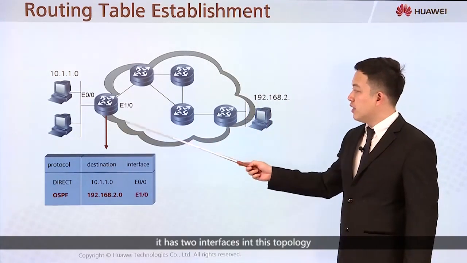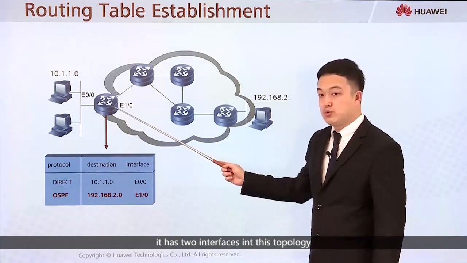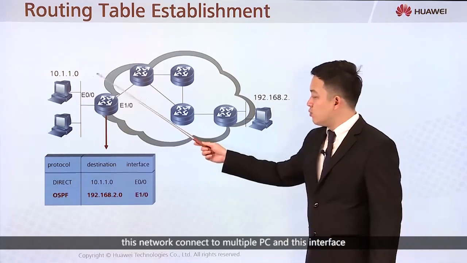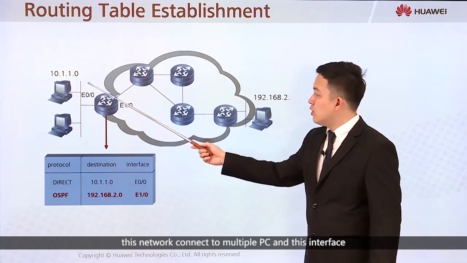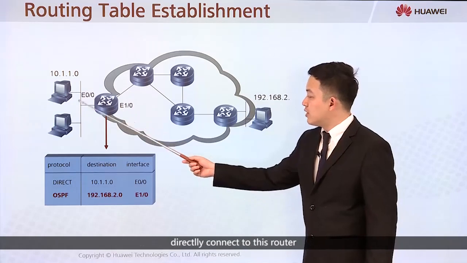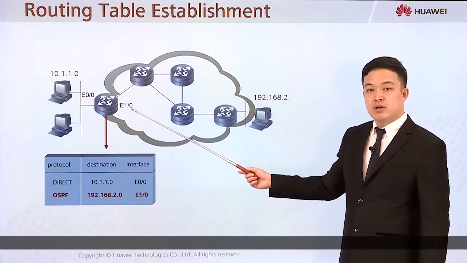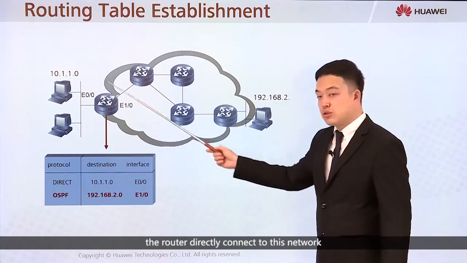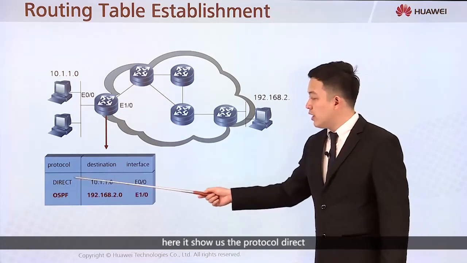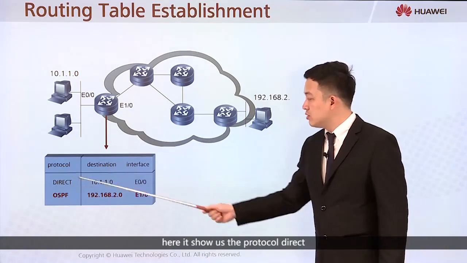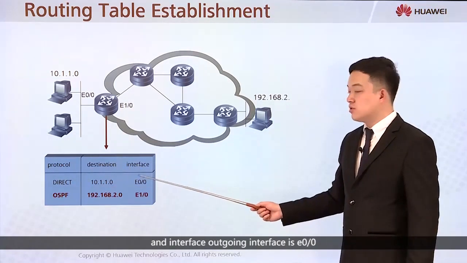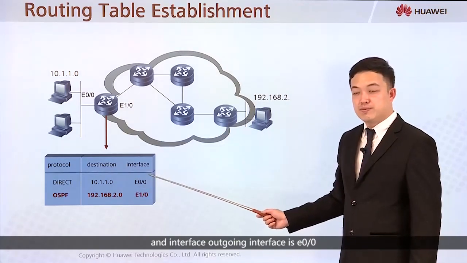Routing table establishment. Here's one router. It has two interfaces in this topology, E0/0 and E1/0. This network connects to multiple PCs, and this interface directly connects to this router. The router is directly connected to this network, so that is a direct route. Here, it shows the protocol is direct, the destination is this network, and the outgoing interface is E0/0.